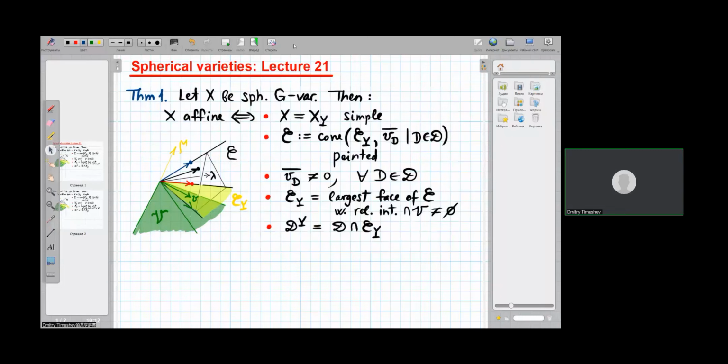Let me finish the proof of the criterion of affinity for a spherical variety, which I recall here at the first slide. The theorem says that a spherical variety X is affine if and only if it satisfies several conditions, 5 conditions.